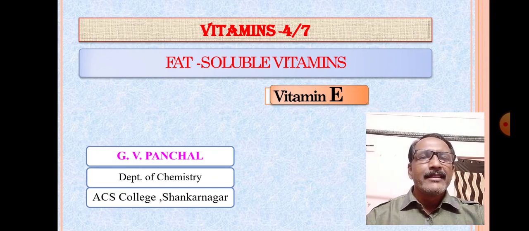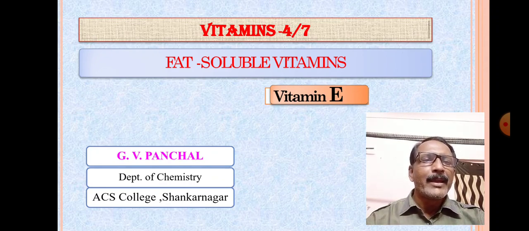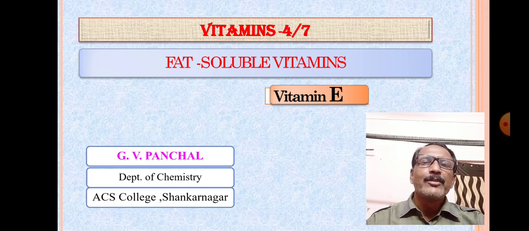Vitamin A, as already discussed, is important for our eyes. There are two main diseases caused by deficiency of vitamin A, that is night blindness and blindness. Second one was xerophthalmia that we had discussed. Deficiency of vitamin D causes rickets, then osteoporosis and osteomalacia.